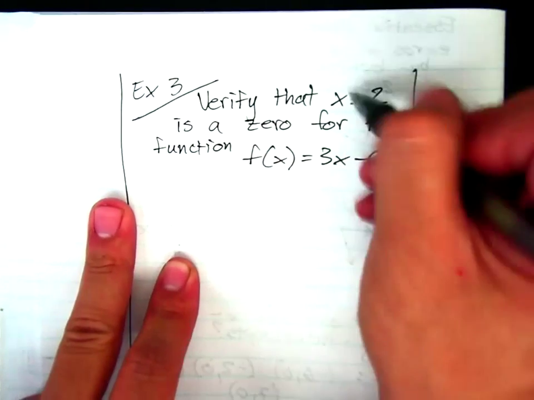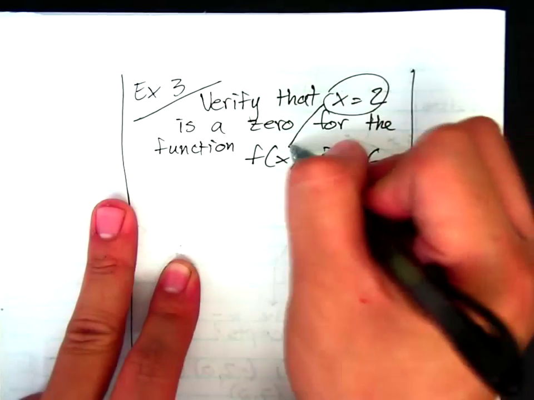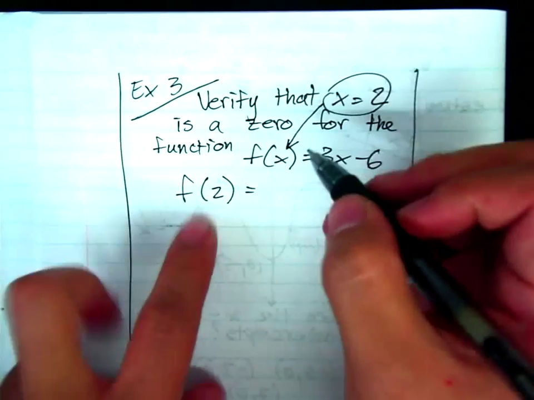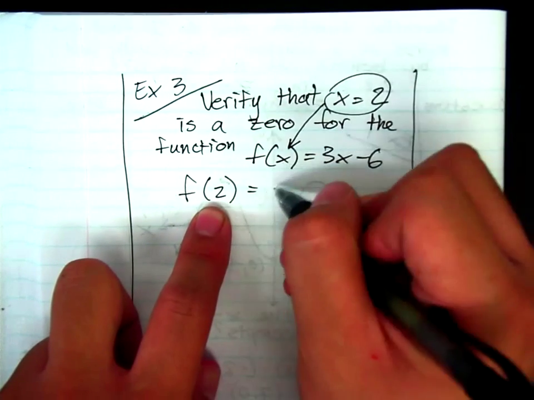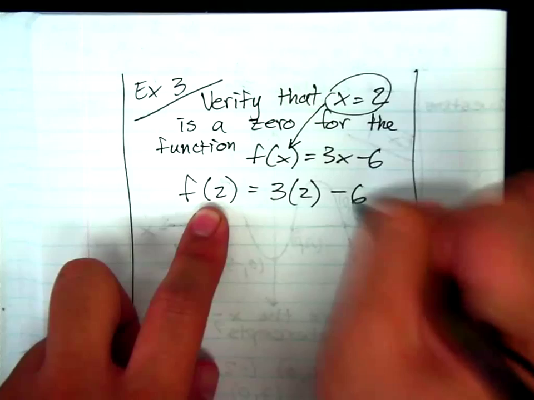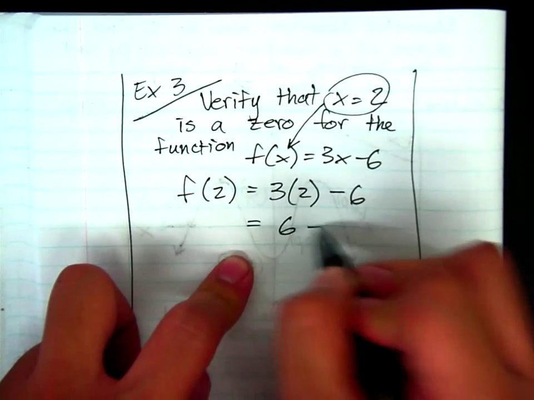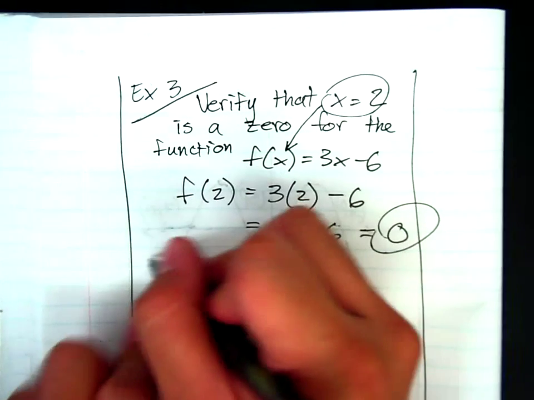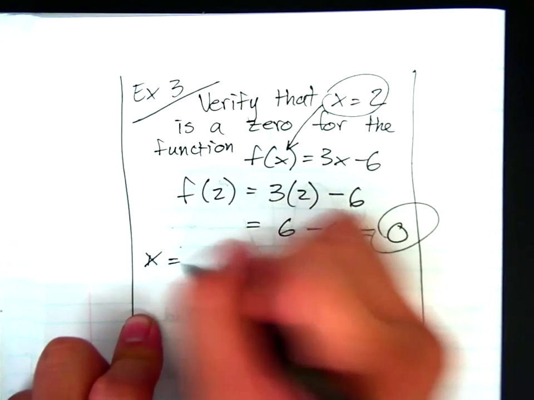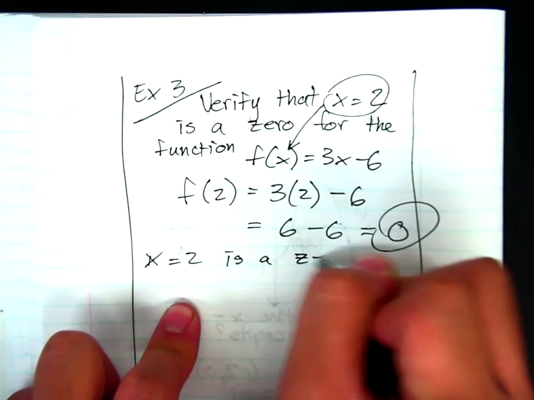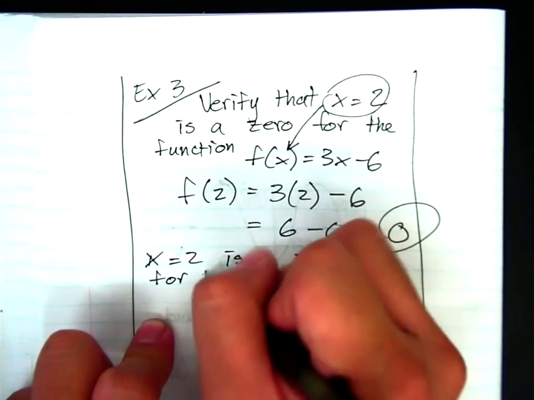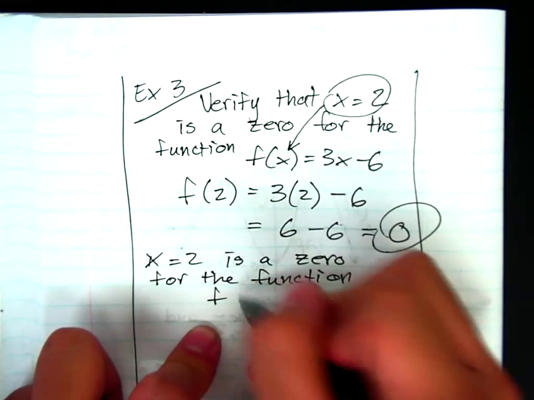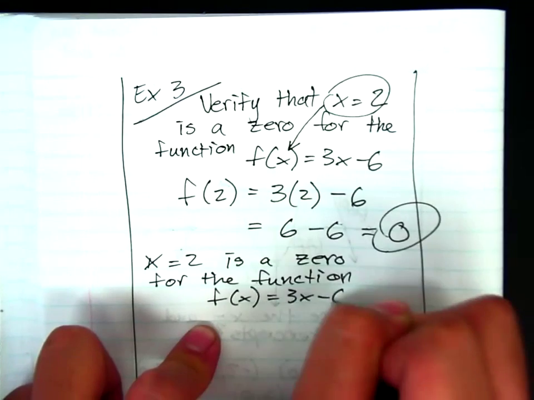Literally, all you have to do is take that x value and substitute it into your input. So you would have f of 2. And by inputting 2, you also have to input it for the other x. So 3 times 2 minus 6. That's going to be 6 minus 6, and that gets you 0. Because our result is 0, we can confidently say that x equals 2 is a zero for the function f of x equals 3x minus 6.